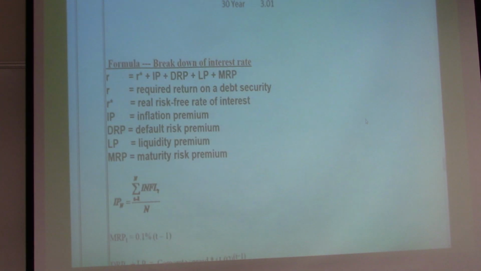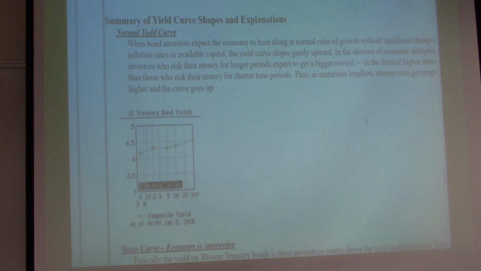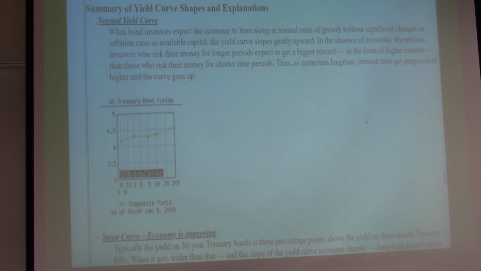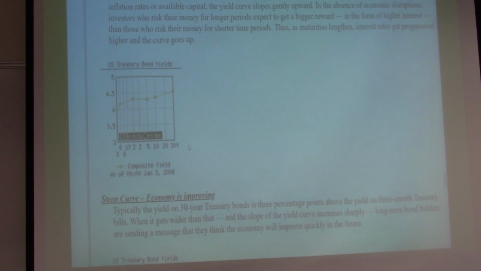So you see here, there are different shapes of yield curve. And it has a date here, January 2006. This is still a normal yield curve. Short term is low, long term is higher than short term. And now this is a normal economy. Most of the time the yield curve is like this.